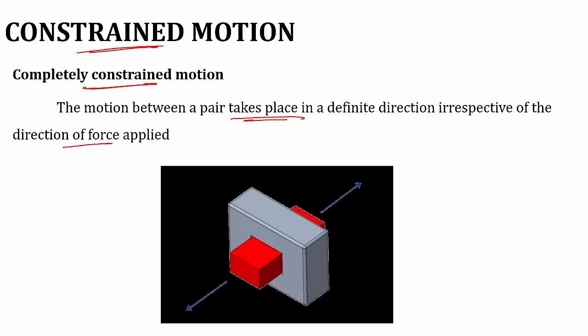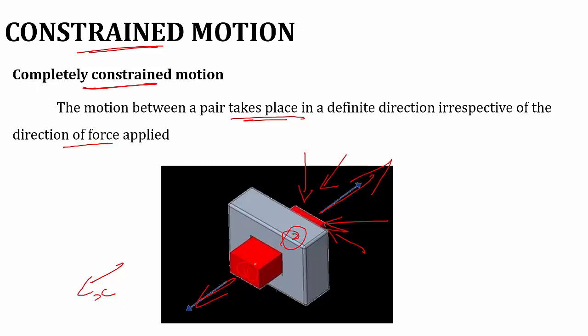Here you can see it's a rectangular bar and a rectangular hole. If you apply force in any direction, it will move only along the x direction. You can apply force in any inclined direction, but it will move only in the x direction. So that is why it is completely constrained.